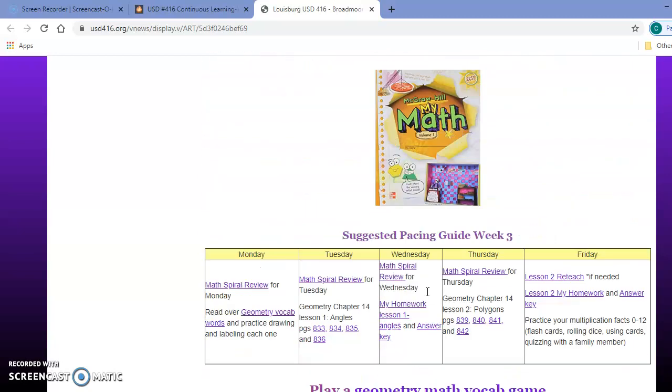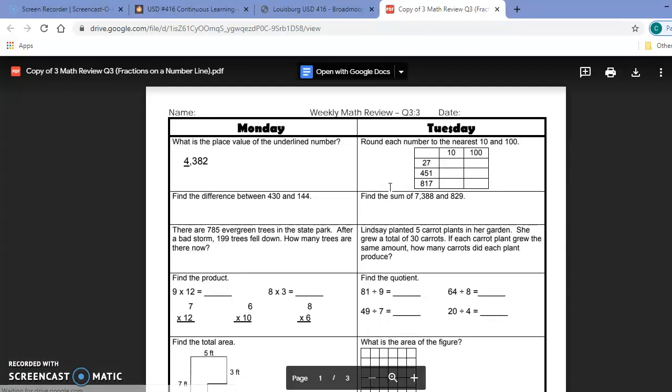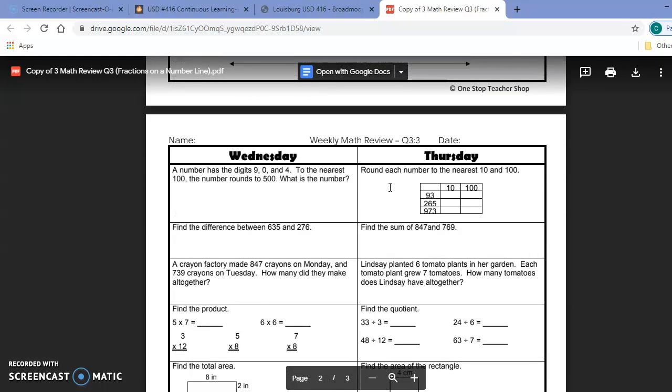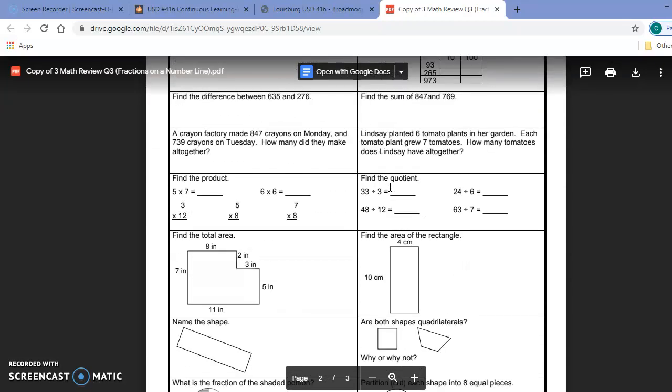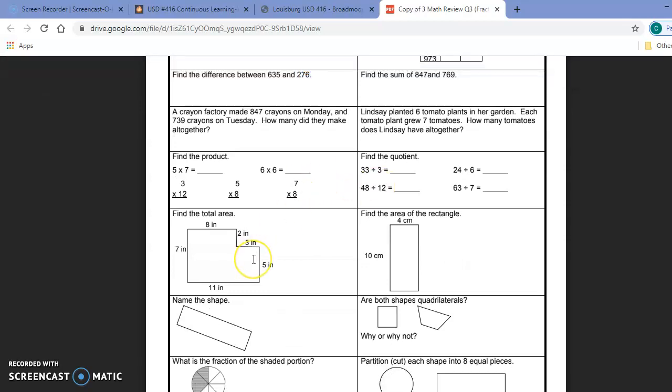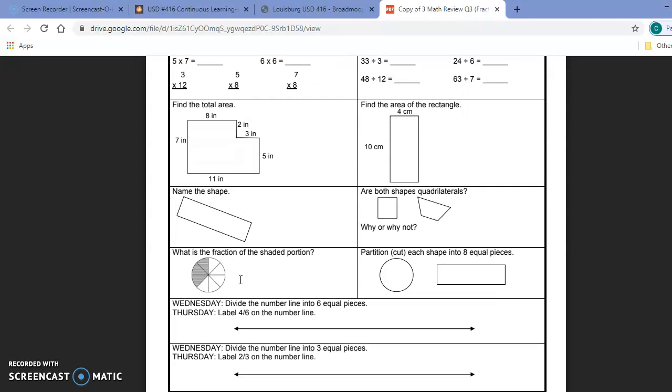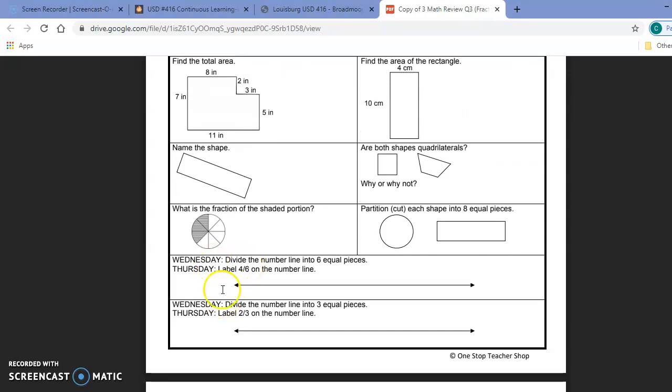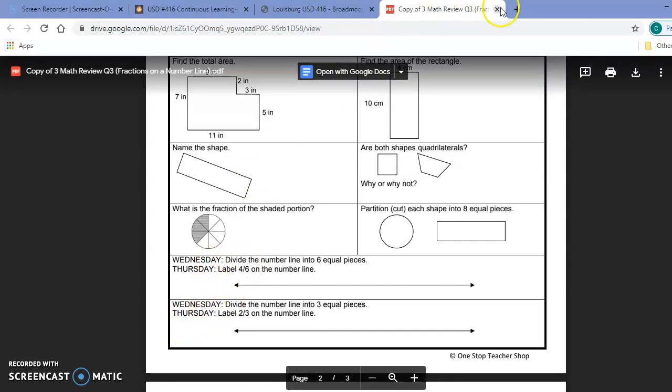Coming down for math, we have our math spiral review for Wednesday, which means you'll have to flip your paper to the back or scroll down to the second page if you're looking online to answer your Wednesday problems over here. Remember, finding the area of that composite figure, you have to break it up into 2 separate rectangles. You can either break it up going downwards or break it up going across, and make sure you use the correct numbers to find the area of each rectangle and add them together when you're done. And then down here, just make sure you follow the Wednesday part. For Wednesday, you'll do the other step tomorrow.